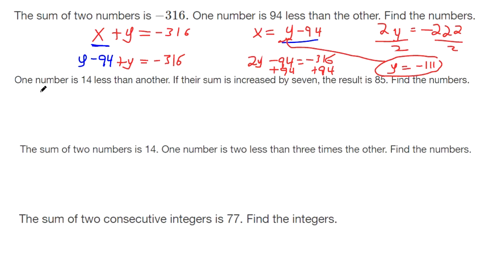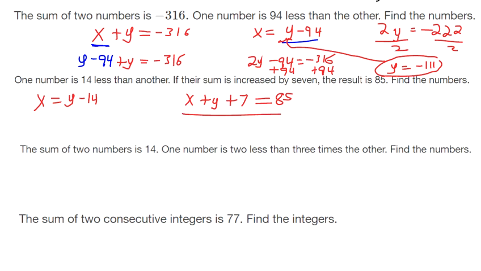So one number that I don't know, that's an x. Is means equals. 14 less than another number. Remember, the order matters with subtraction. If you need to make something 14 less than something else, it's got to be written in this order. If their sum, meaning the sum of the two numbers that I don't know, is increased by 7. So here's their sum. Here's how I increase their sum by 7. If their sum is increased by 7, the result is 85.